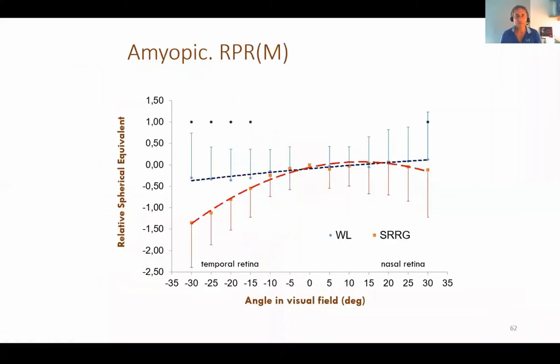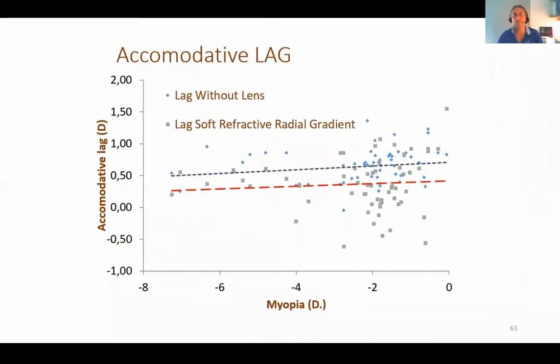It changes the peripheral refraction as well, so we can do the same change. And moreover, we are doing something that I guess we are doing in all the soft designs, and we are doing with ortho-K as well. We are changing the lag of accommodation. We are moving the position of the image behind the retina to the retina a little bit.